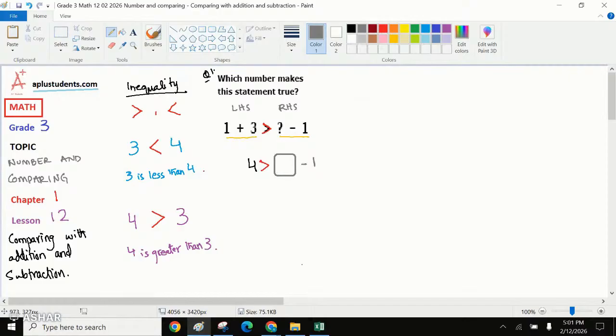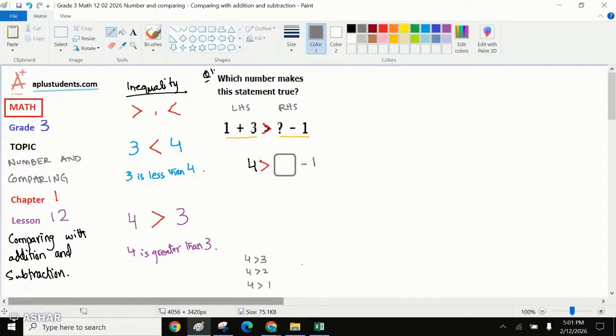So if we put any other number, okay, the number on the right hand side should be less. It could be 4 is greater than 3. 4 is greater than 2 or 4 is greater than 1. Any number, 4 is greater than 0, right? So there are many possibilities over here.